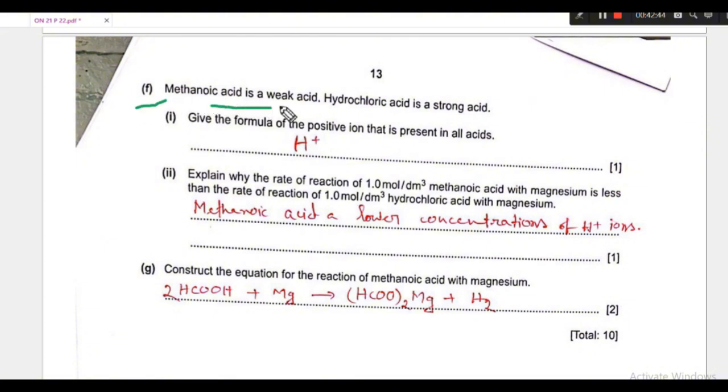Methanoic acid is a weak acid, hydrochloric acid is a strong acid. You know, a weak acid ionizes partially and a strong acid ionizes fully. Number 1, give the formula of the positive ion that is present in all acids. Acids contain hydrogen ion, H+, which is known as a proton. All acids contain hydrogen ion, H+ ion.